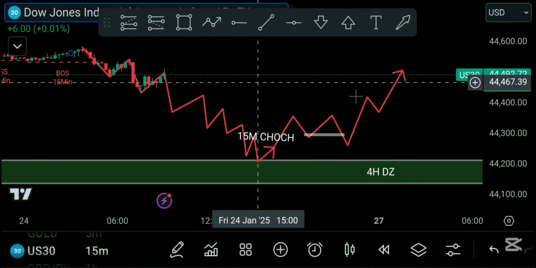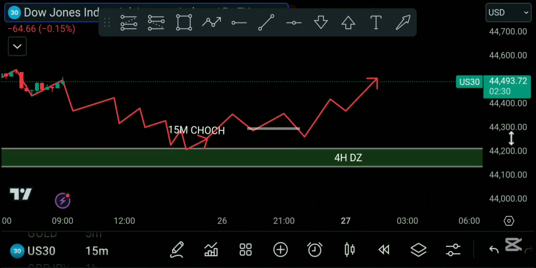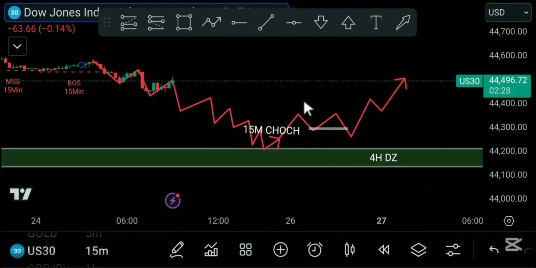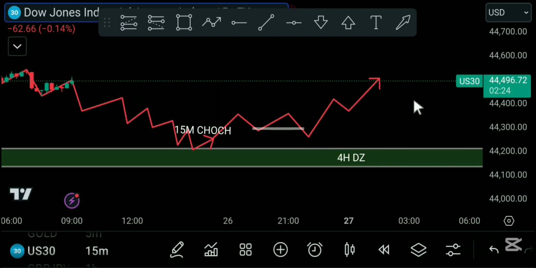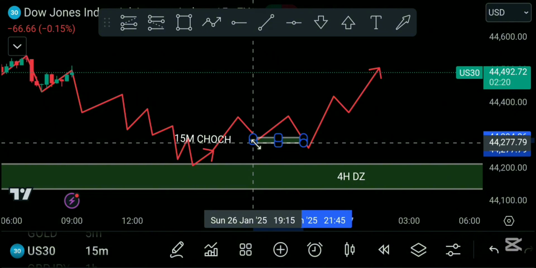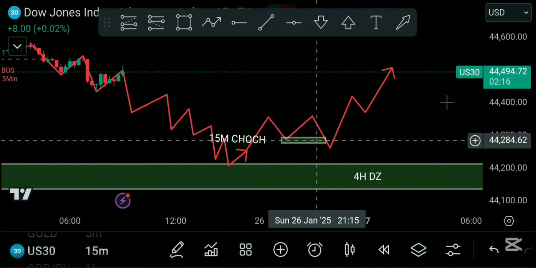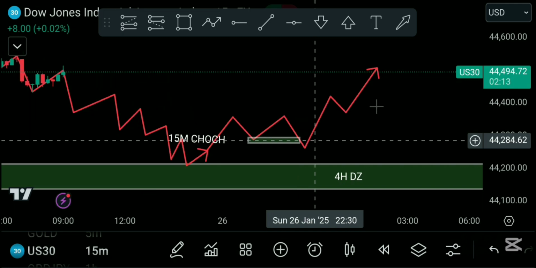The first thing you do is identify your trend. After you've identified your trend, you mark out your area of interest, either your supply or demand zone. Then you move on to the lower time frame to look for more areas of interest, either supply or demand zones. Then you look at the 15-minute time frame for a change of character. When you see your change of character and sweep of liquidity, you get your entry from there.